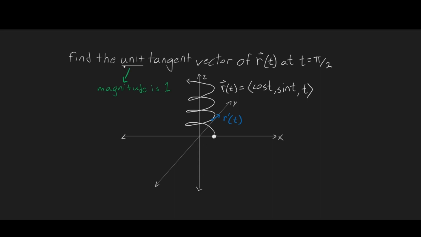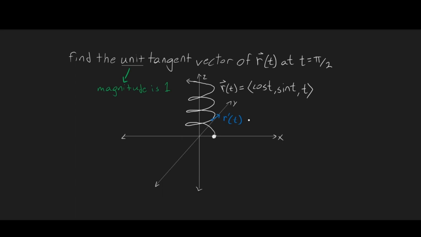So how do we find the unit tangent vector? Well, the unit means that its magnitude will be equal to 1. And tangent means that it points in the direction tangent to the curve at that moment. So how do we find the tangent vector? We have to take r prime of t. And the reason that r prime gives us the tangent vector is because r prime is the slope. So by getting the slope, we get the vector that's tangent to the curve at that point.